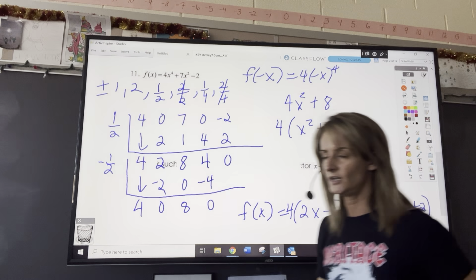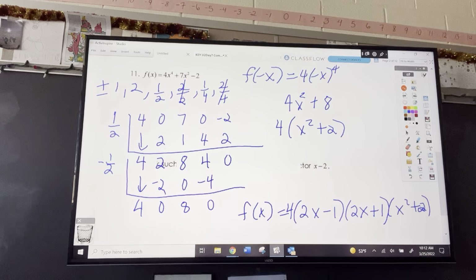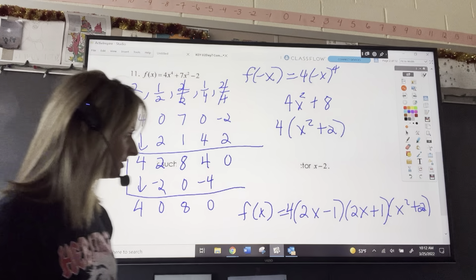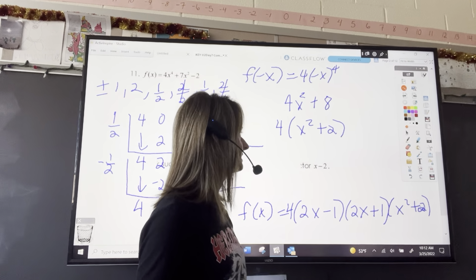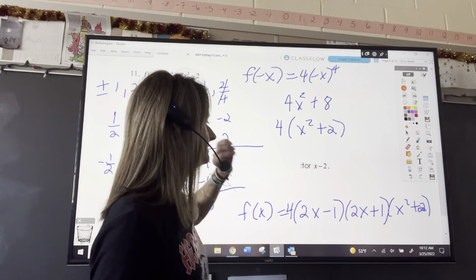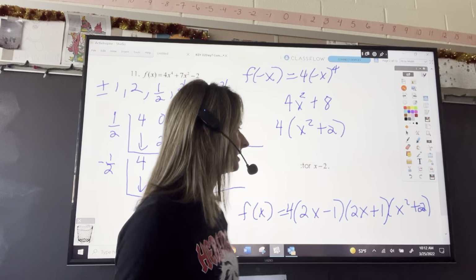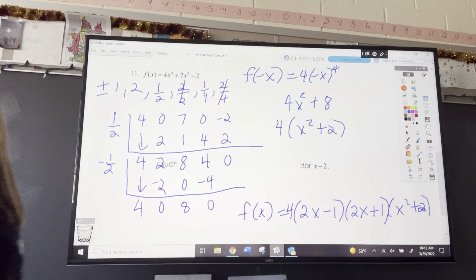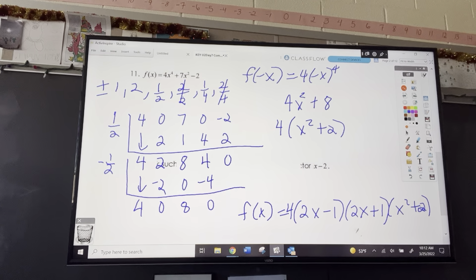And I think we're finished, because it said to find all the real zeros and then factor. If we had to find all the zeros, then we would continue further, which is going to be another class, and we'll talk about that another day. Let's go to number 12.